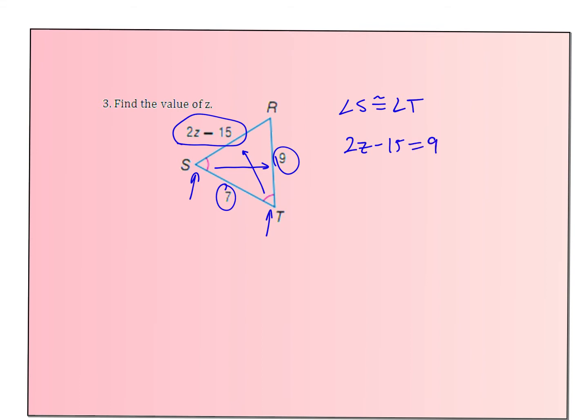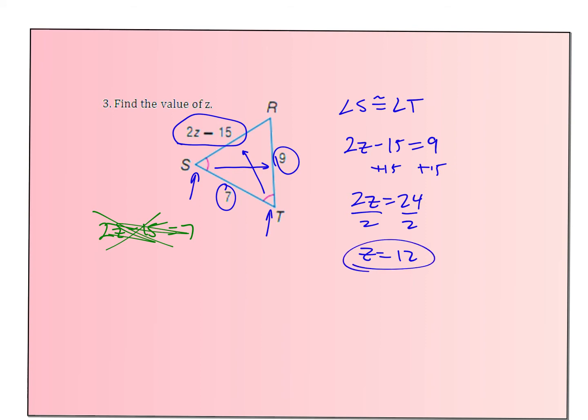Okay, so be very, very careful. Many students will try to tell me that 2z minus 15 is equal to 7 and solve it from there, and that's a big no-no. That's just the wrong side. You have to go across. So 2z minus 15 equals 9. So 2z equals 24. A little bit of algebra: add 15, divide by 2, and I get z equal to 12. And again, all this is based on these two angles being congruent, so I go across.